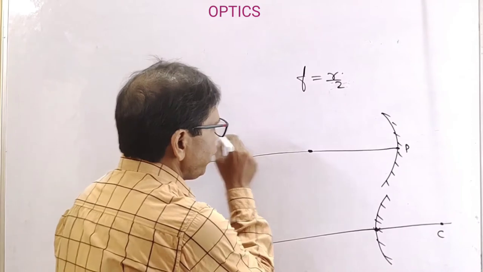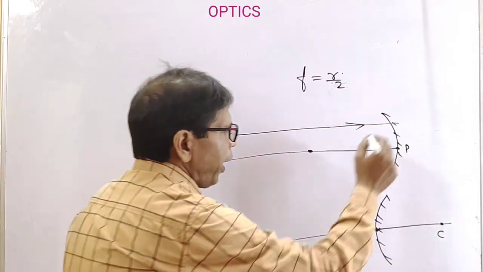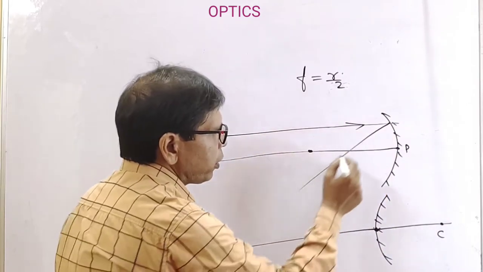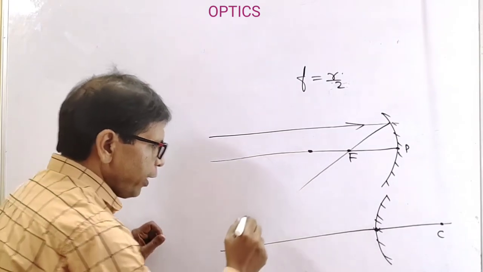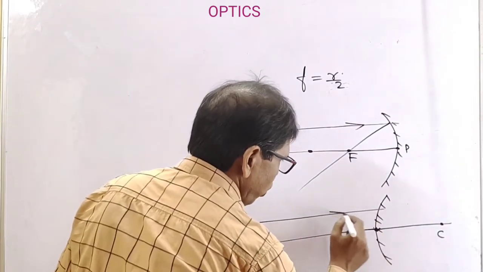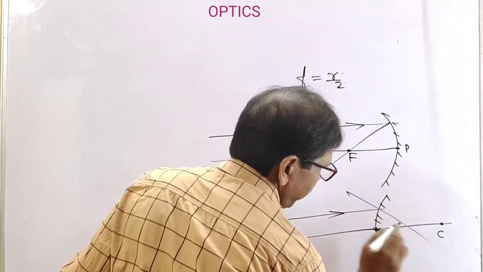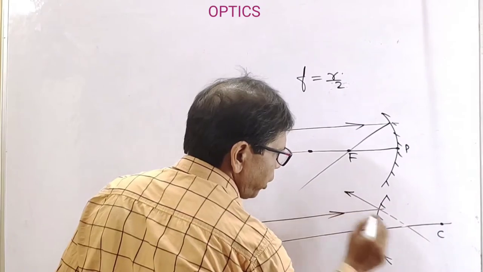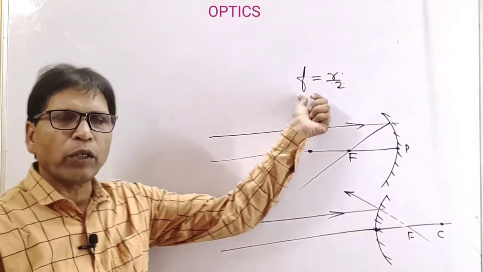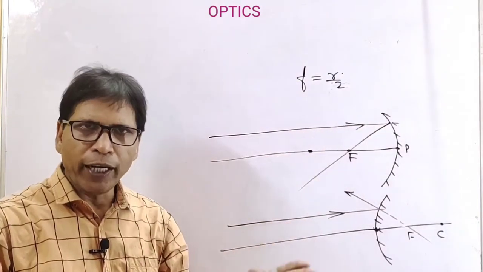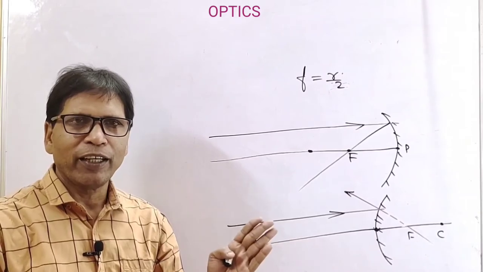If a parallel ray is incident on a concave mirror, the ray after reflection passes through a point on the principal axis called the focus. In the same way, in the case of a convex mirror, the rays appear to diverge from a point called the focus. Now we have to prove f equals r by 2, that is, the focal length of a mirror is half of its radius of curvature.